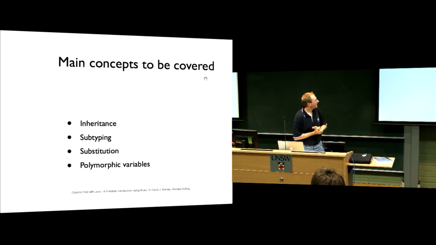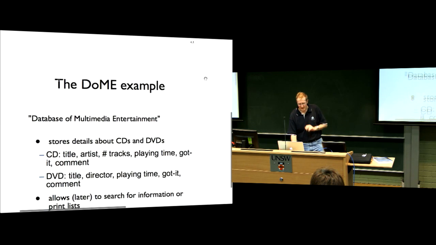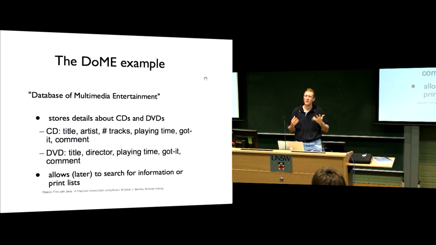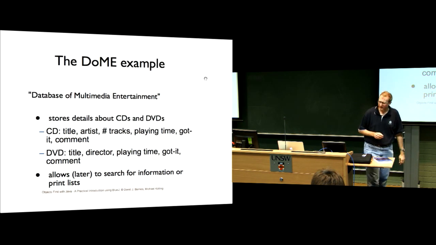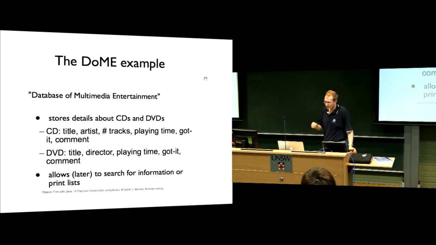So the things that we're supposed to be covering today are inheritance, subtyping, substitution, and polymorphic variables, which probably mean absolutely nothing to you, but that's okay. We'll get to that in a second. So we're going to start with a bit of motivation for why we would have inheritance at all in a programming language like Java. The example we're going to look at is the database of multimedia entertainment.